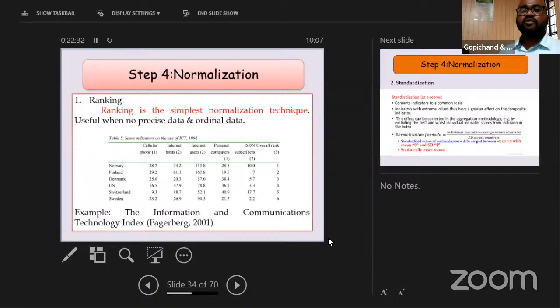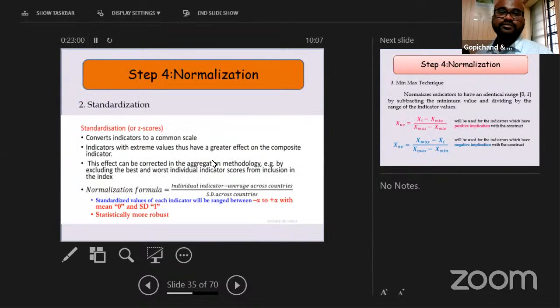A simple method of normalization is ranking. Based on the real values, we rank. This ranking method is not that much valid nowadays. See the example, the Information and Communication Technology index. They simply rank based on the real values of cell phones, internet hosts, and internet users. Based on that, they come up with the overall rank.